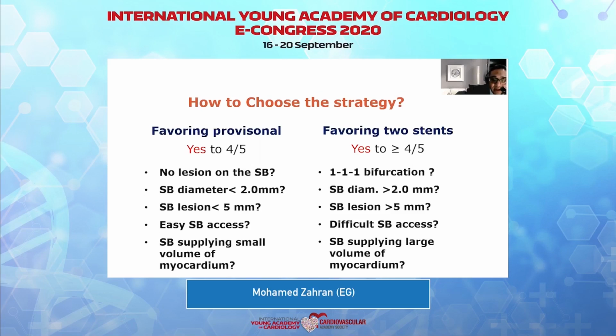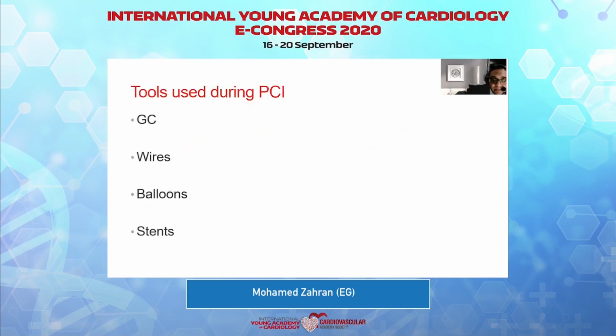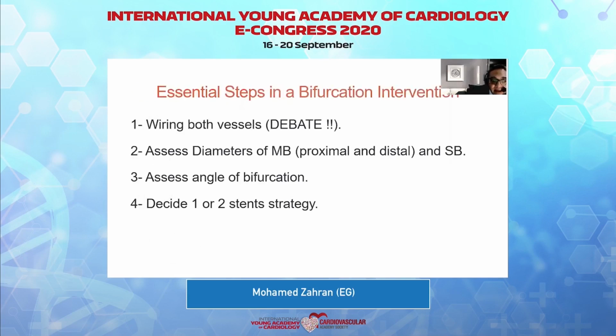Of course, if this is reversed, actually, you will be favored to be using 2 stents in case of a true bifurcation, 1-1-1, the side branch diameter is big, the lesion is really extensive in the side branch. It's difficult to access, so you need to actually secure this side branch by stenting it first, or this side branch cannot be sacrificed because it supplies a large volume of myocardium. Of course, you need to prepare your tools, your guiding catheter, wires, balloons, stents, and then you should go with your steps.